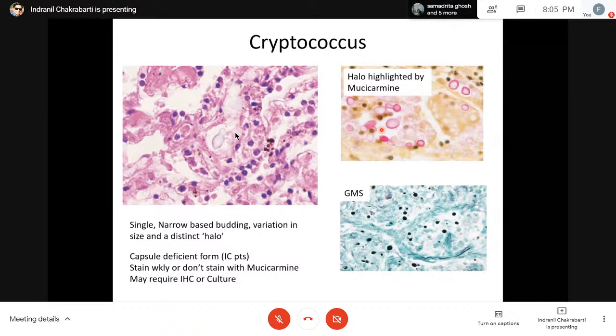But the problem occurs in capsule-deficient forms. In immunocompromised patients, there can be capsule-deficient forms, and they do not stain with mucicarmine. For those cases, we have to go for IHC or for cultures.